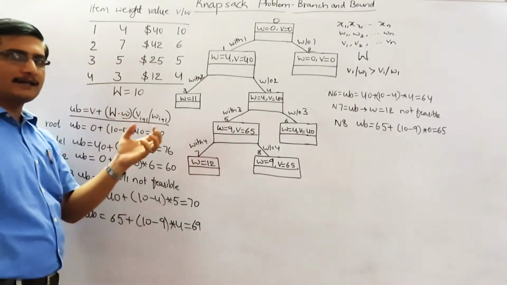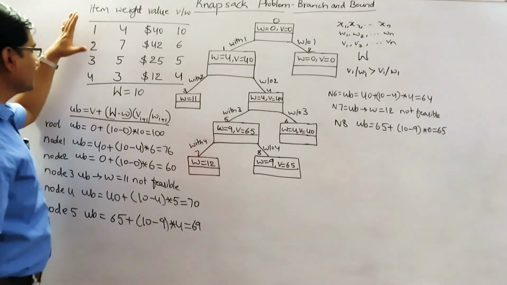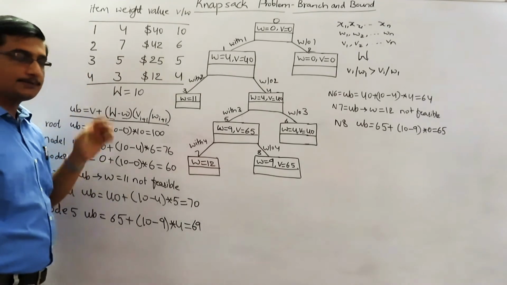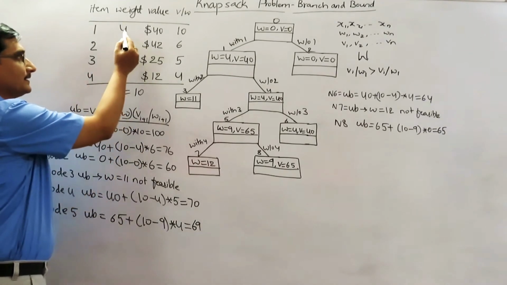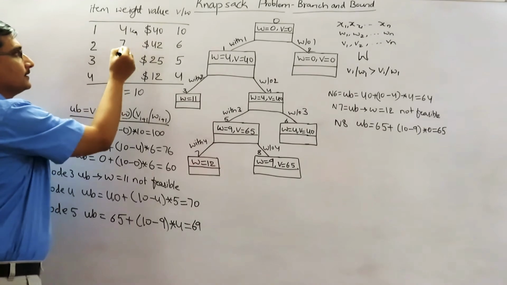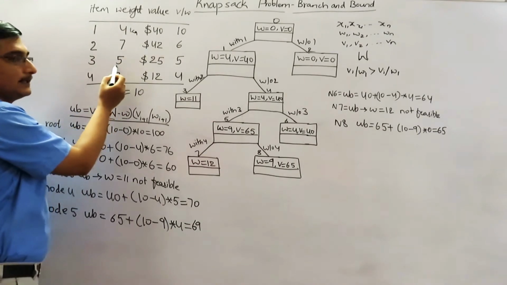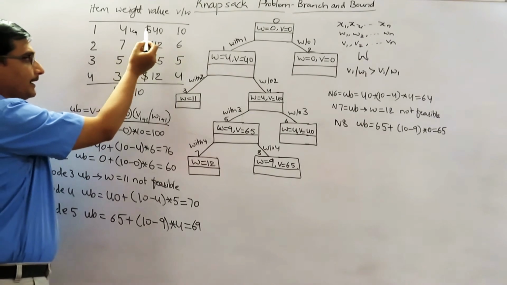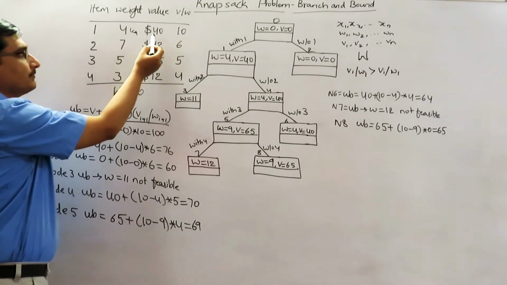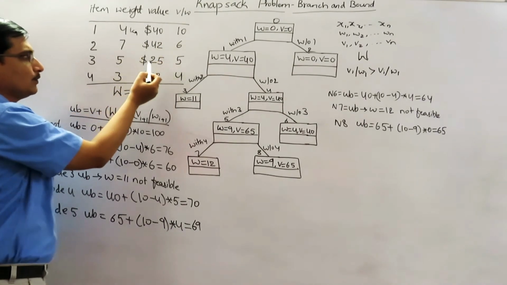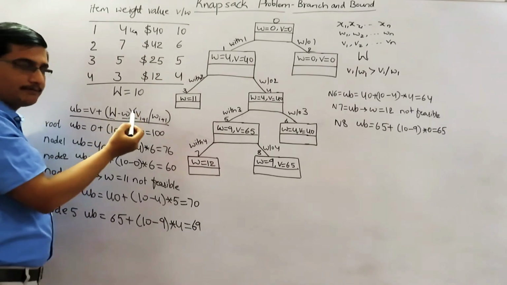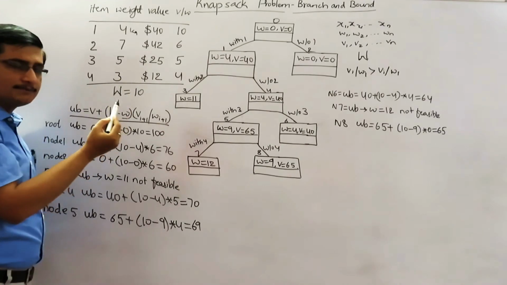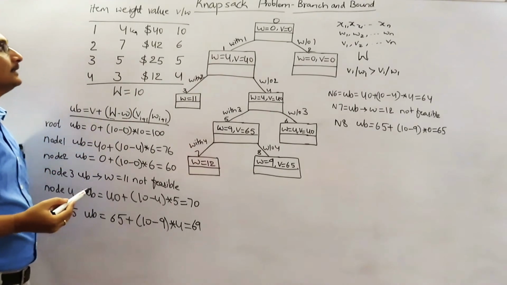So in this, we will take one example. There are 4 items given, 1, 2, 3, 4, and the weight of each item is given. The first is 4 kg, the second is 7 kg, the third is 5 kg, and the fourth is 3 kg. And the value of each item is defined. The first one is $40, the second one is $42, the third one is $25, and the fourth one is $12. A very simple, small example.